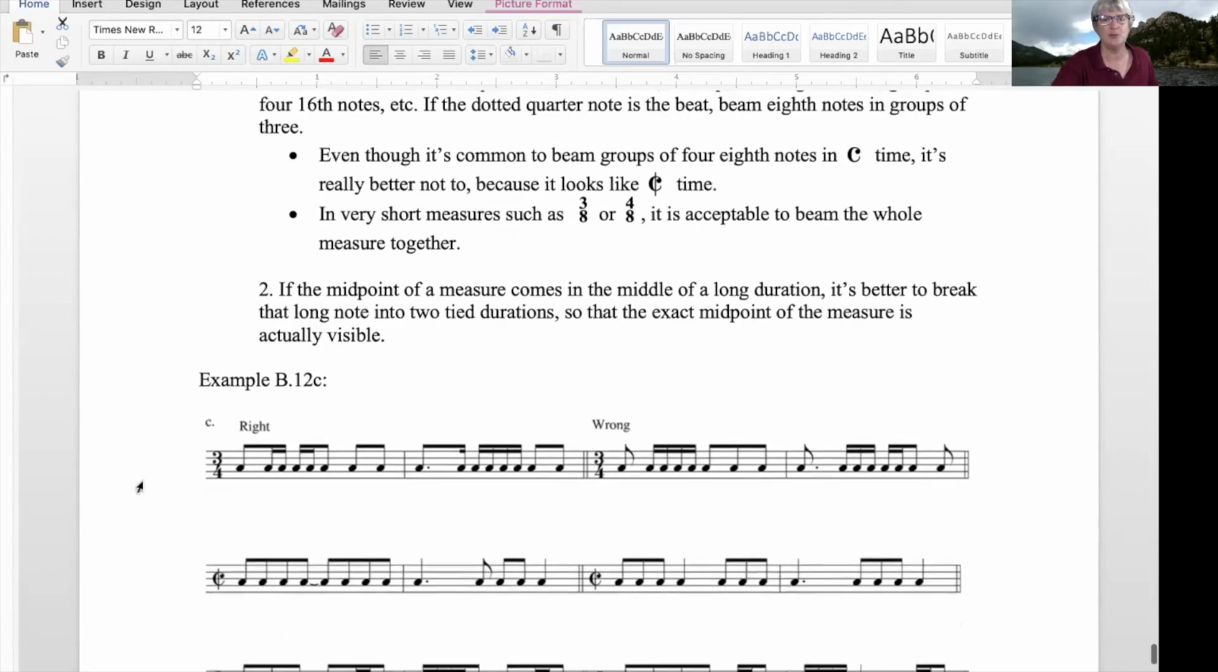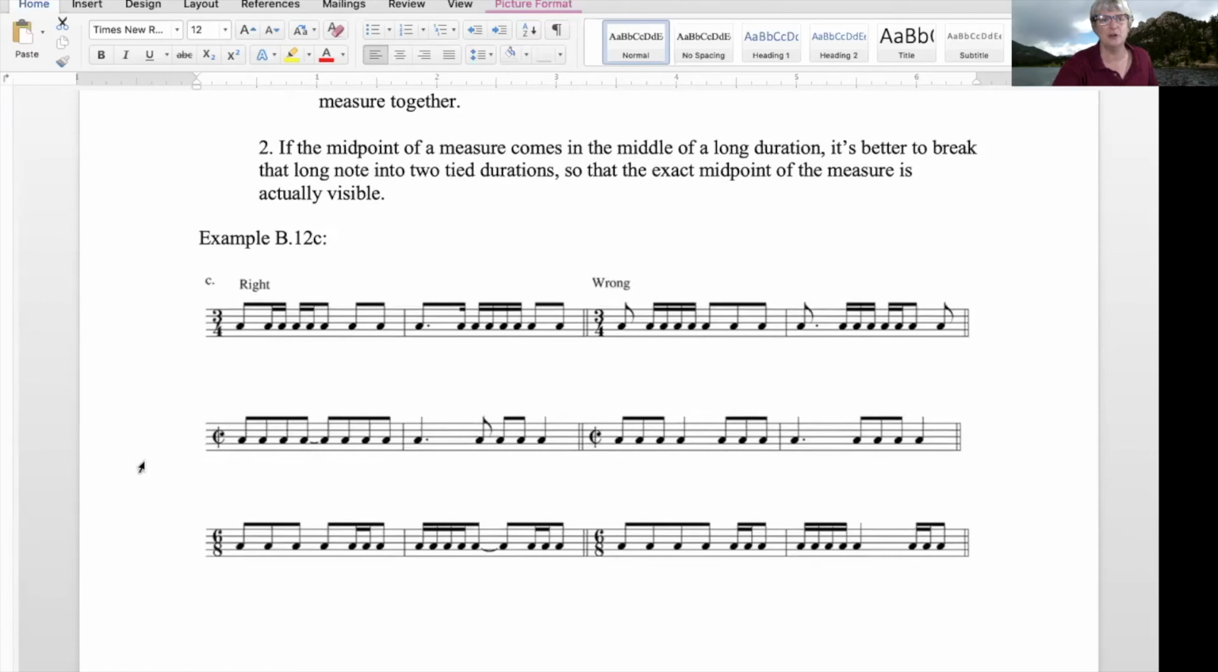The second principle of showing the meter clearly is this. If the midpoint of a measure comes in the middle of a long duration, or relatively long duration, it's better to break that long note into 2 tied durations so that the exact midpoint of the measure is visible.